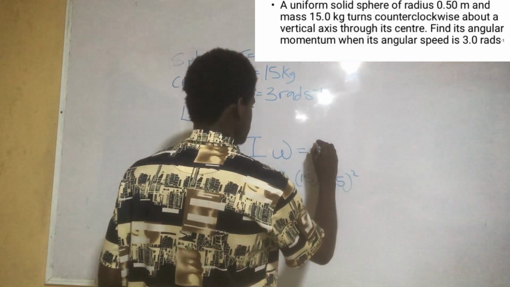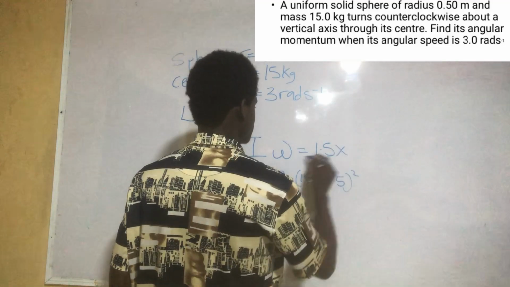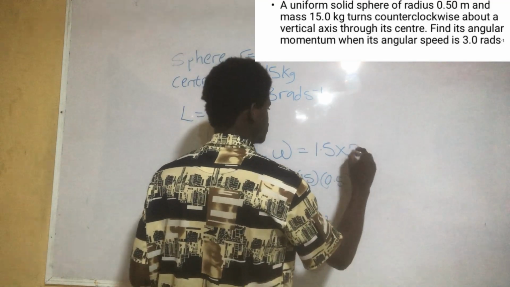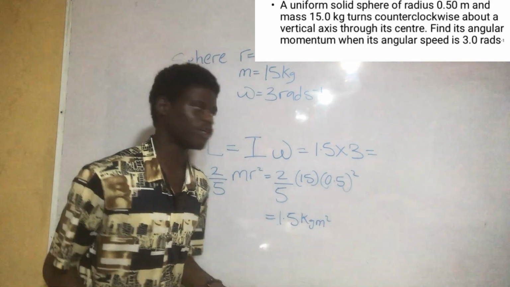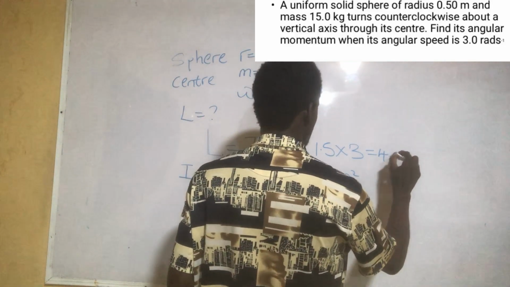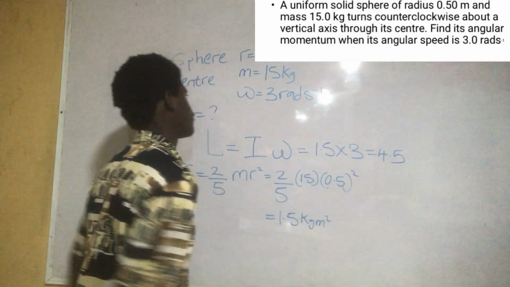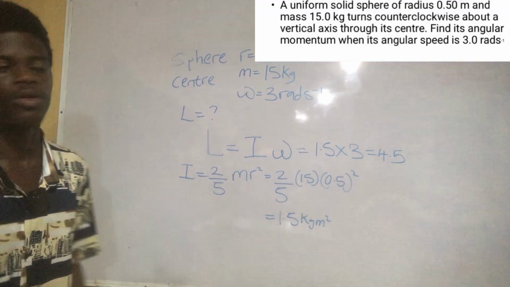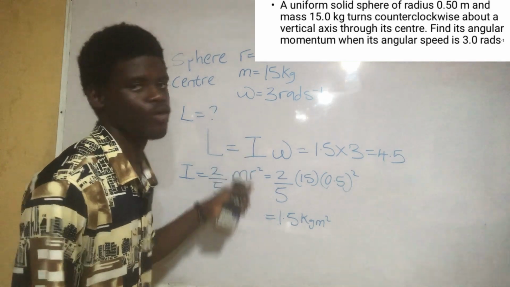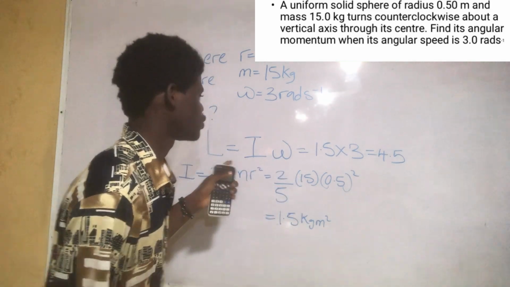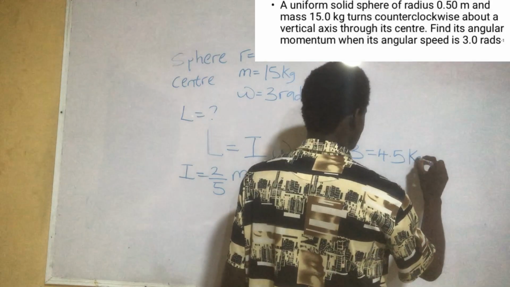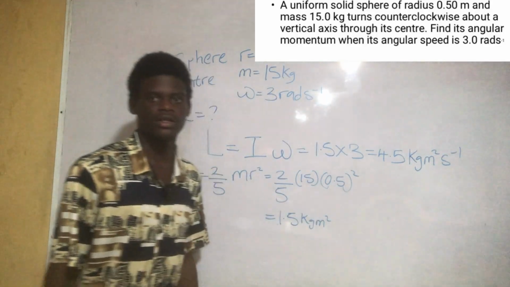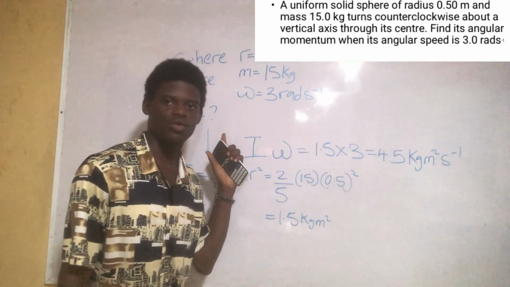So let's go direct. That's 1.5 times our value for angular velocity, which is 3. So 1.5 times 3 is just 4.5. So our angular momentum is 4.5. What's the unit for angular momentum? The unit for angular momentum will just be kilogram meter squared per second. So that's our unit for angular momentum.